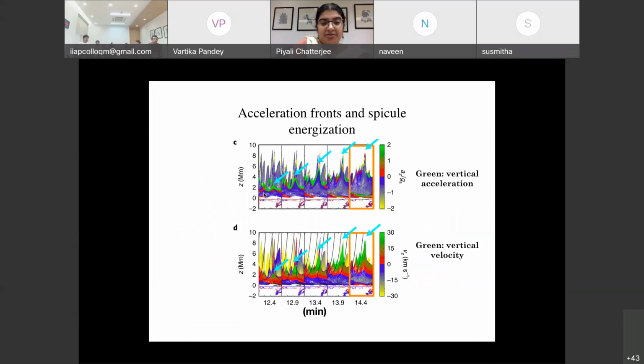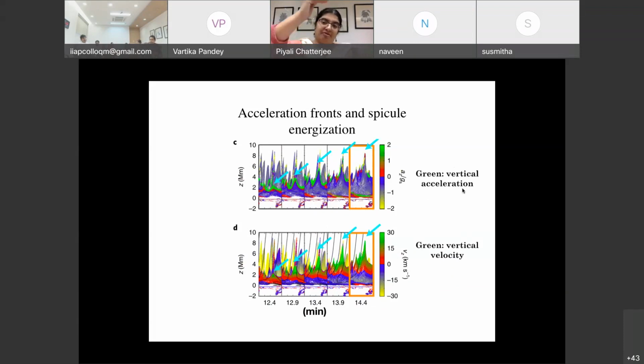Here I show the birth of a spicule. This is a shock front or an acceleration front, which is traveling upward. These arrows show the tip of that acceleration front, and the top one is again showing vertical acceleration.